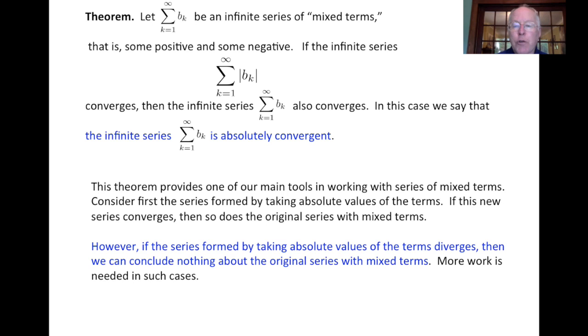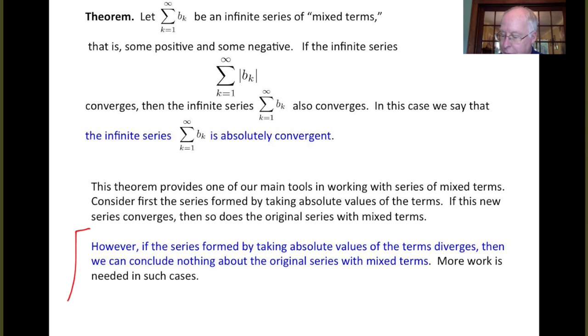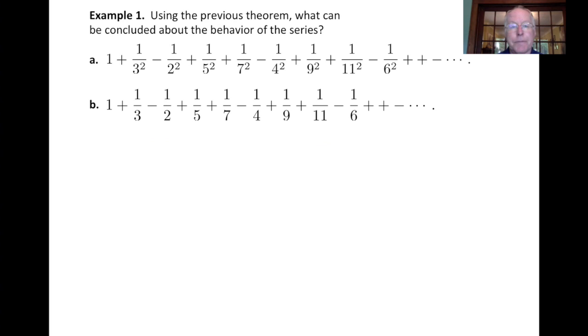This is going to be one of our main tools for working with series of mixed sign terms. We first consider the series formed by taking the absolute values of the terms, and if this new series converges, then so does the original series with mixed terms. Be careful though, if the series formed by taking absolute values of the terms diverges, then we can conclude nothing about the original series with mixed terms, and more work is going to be needed in such cases. So again, many of these tests come with little warnings, and here's the warning for this absolute convergence idea.